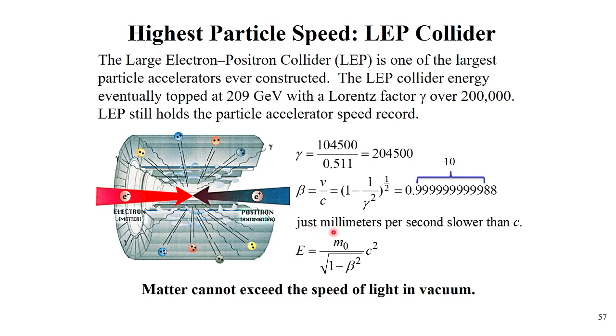So it is just millimeters per second slower than the speed of light. But anyway, matter cannot exceed the speed of light in vacuum. That's impossible. But a wave, yeah, we have a chance. Yeah, a wave can exceed the speed of light. Okay.